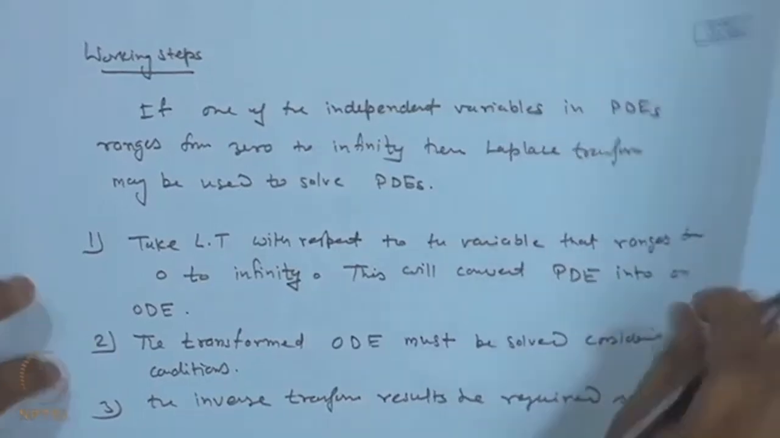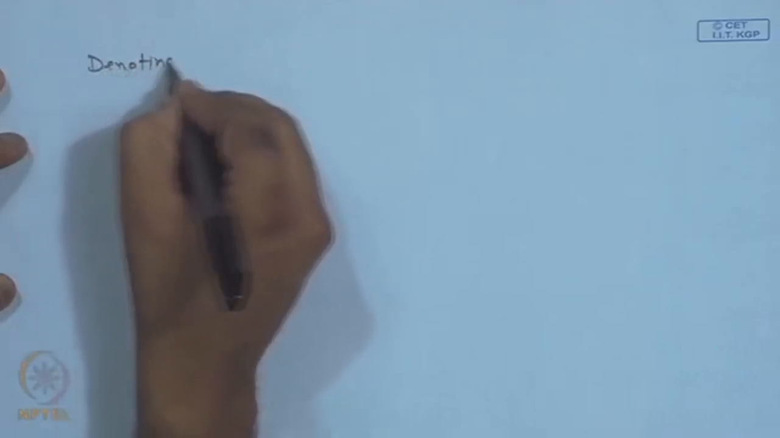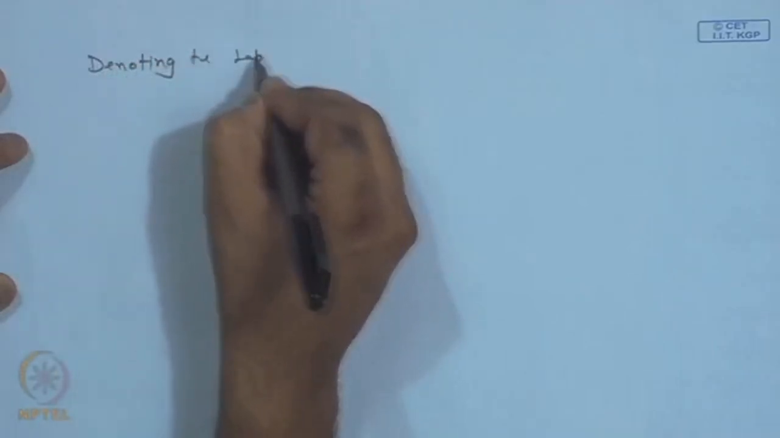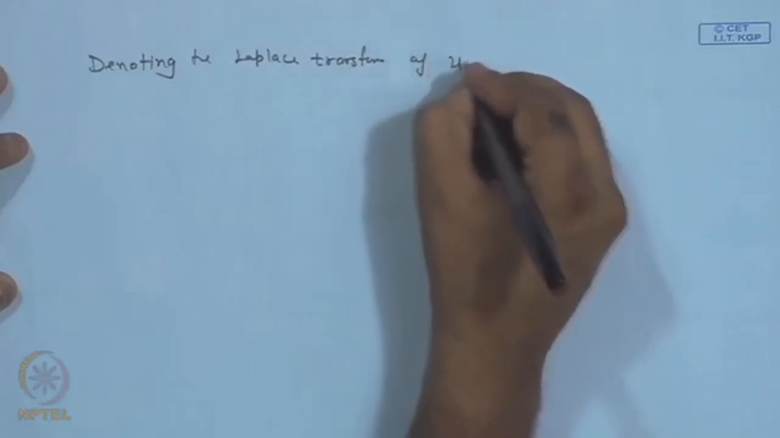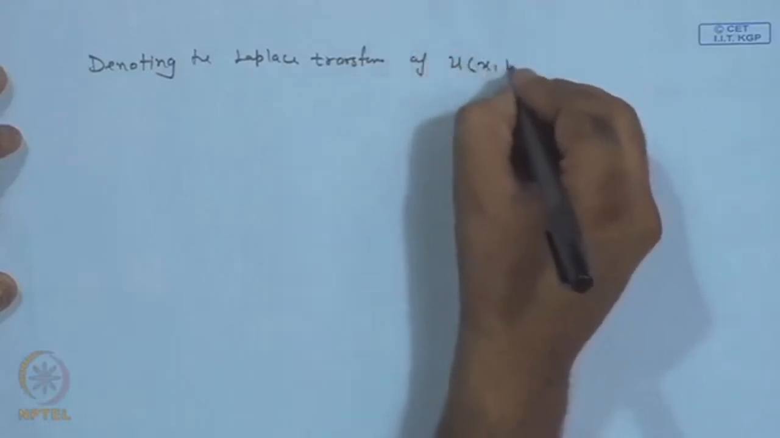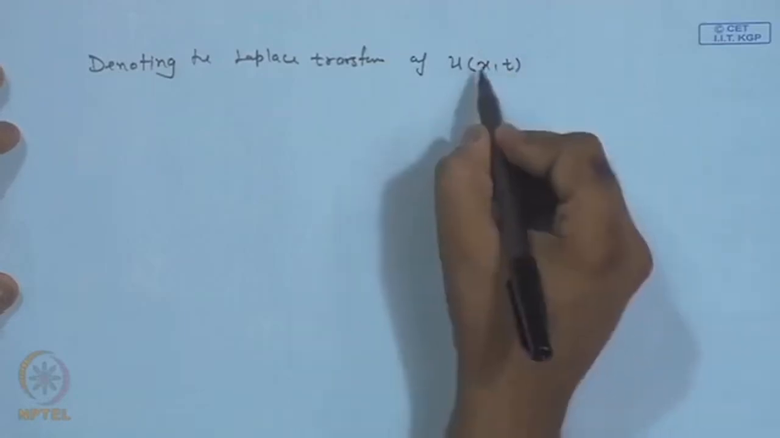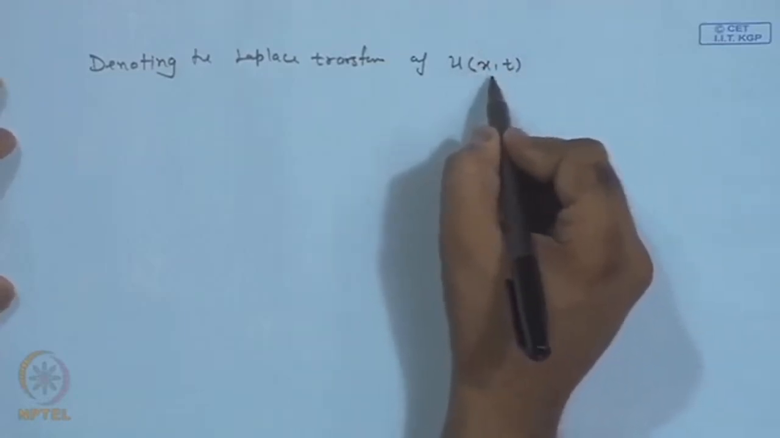So, before we move to demonstrate the application of Laplace transform to a variety of partial differential equations, we need to address some points. These points are basically about denoting the Laplace transform of the unknown variable u(x,t). So, we have two independent variables x and t.